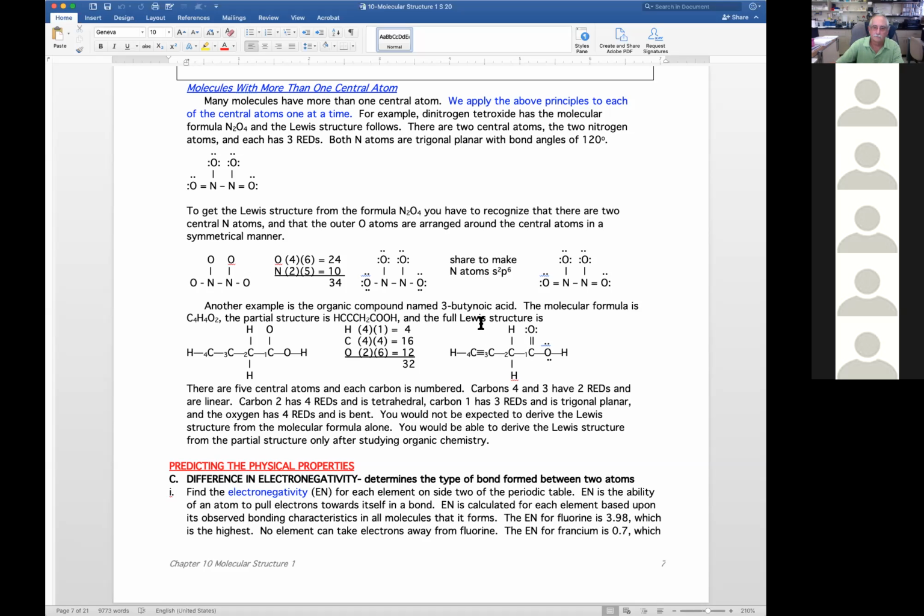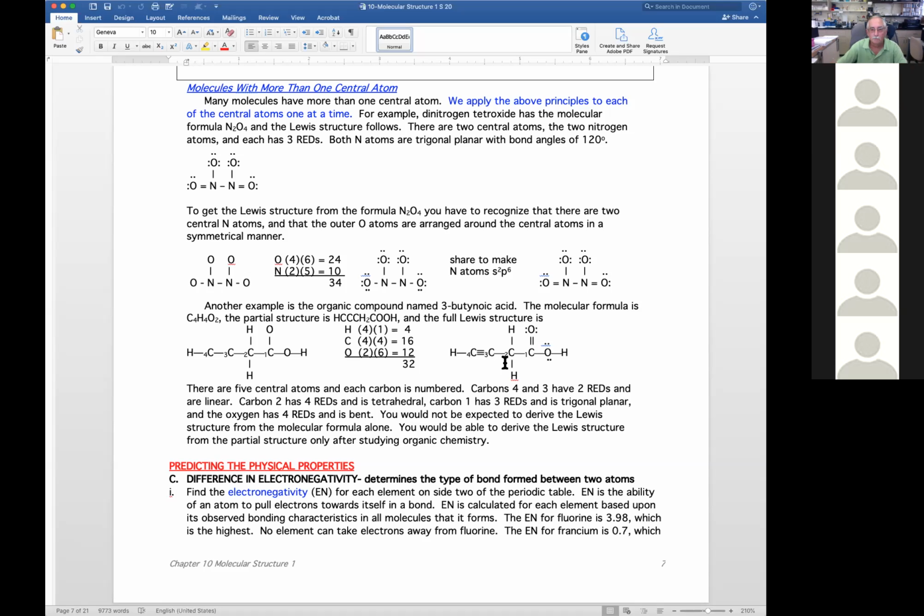Anyway, here's my point for doing this. Look at carbon number 4. That's a central atom, isn't it? Hydrogen is not a central atom. That carbon is a central atom. How many regions of electron density? 2. What should be the shape? Linear. What should be the bond angles? 180 degrees, right? What about carbon number 3? Same thing. 2 regions of electron density, 180 degrees.